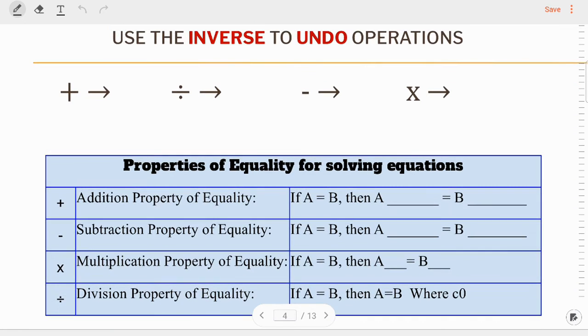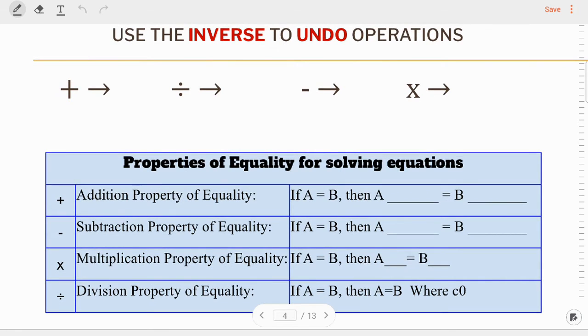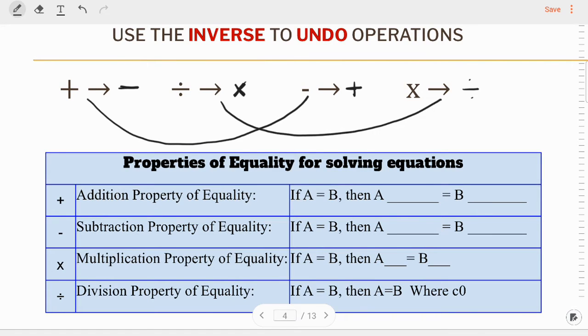Let's talk about inverse operations. In order to solve these equations, I need to use the inverse to undo the operation. So let's talk about inverses. The opposite of addition is subtraction. The opposite of division is multiplication. The opposite of subtraction is addition. So notice these 2 operations are undoing each other. And the opposite of multiplication is division. Notice these 2 operations are undoing each other.